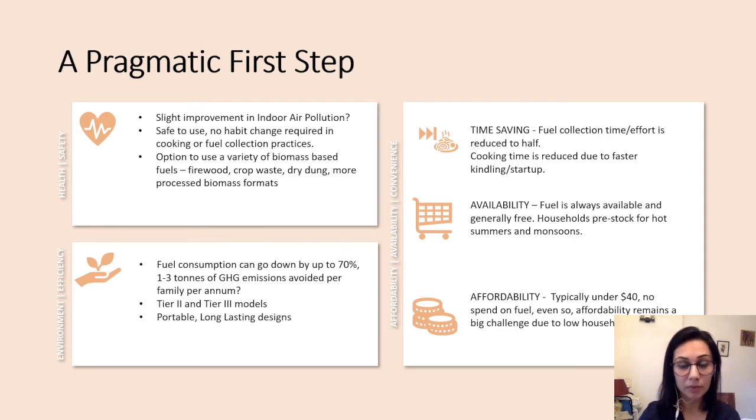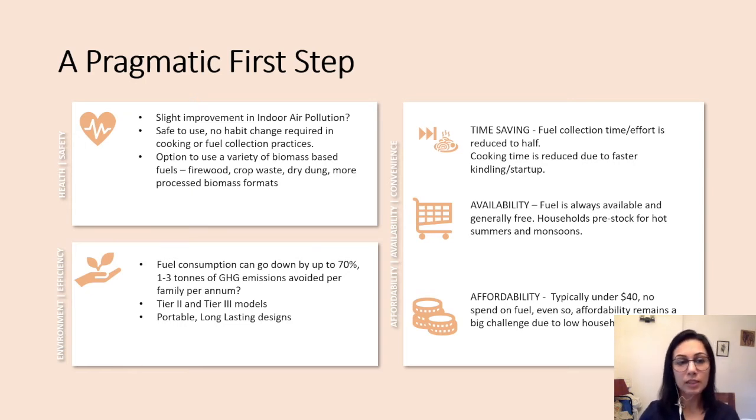Fuel consumption in terms of how much fuel is used by improved biomass cook stoves can actually go down drastically, by as much as 70%. I mean that you use only 30% of what you were using earlier. In terms of greenhouse gas emissions, every improved biomass stove used by a family over one year can reduce between 1 to 3 tons of greenhouse gas emissions every year, which is very significant, and the carbon markets are also making this more viable. The models we produce are tier 3 and tier 2 on the ISO scale.